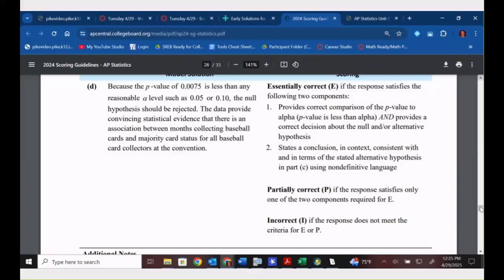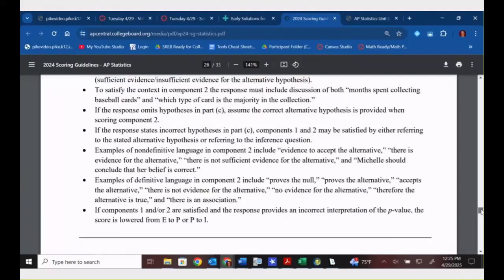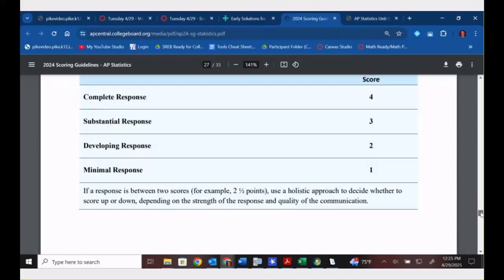All right, let's look at scoring for this question. And then we will grade the very last question in the packet and finish it off. All right, scoring.